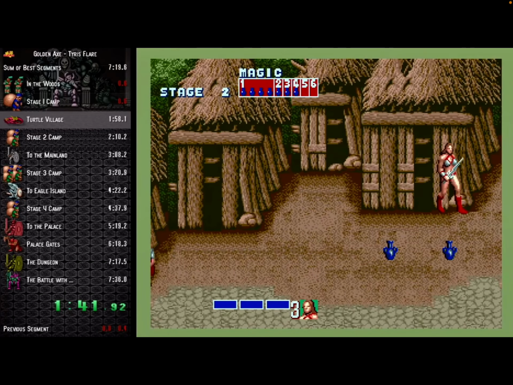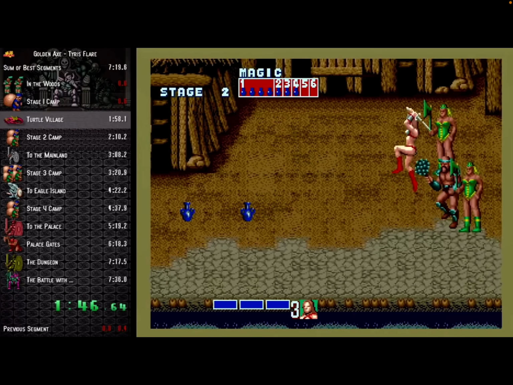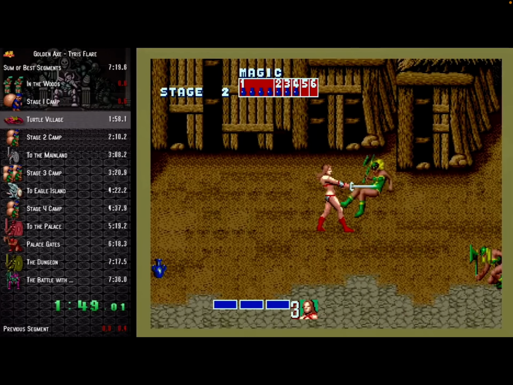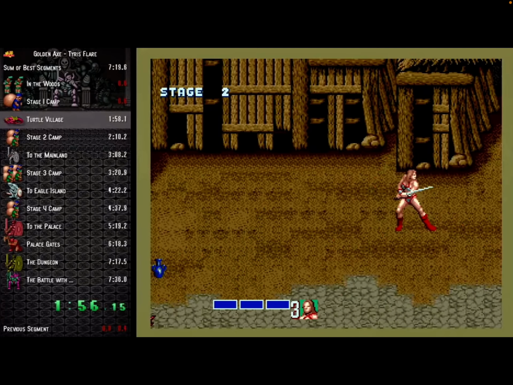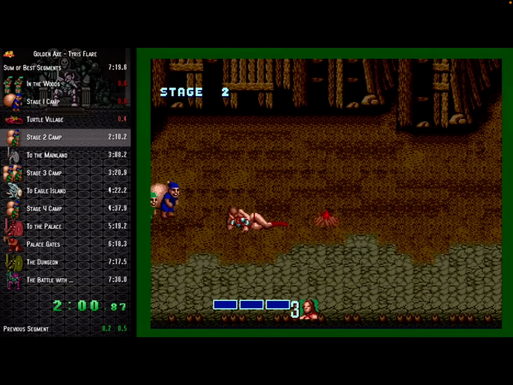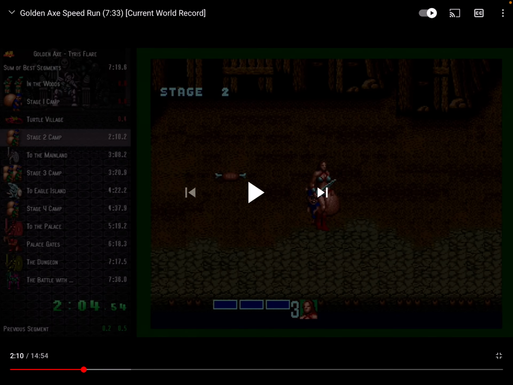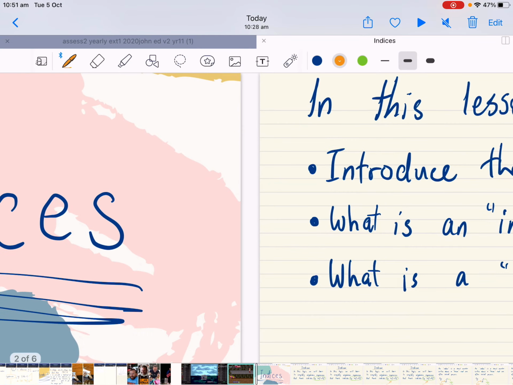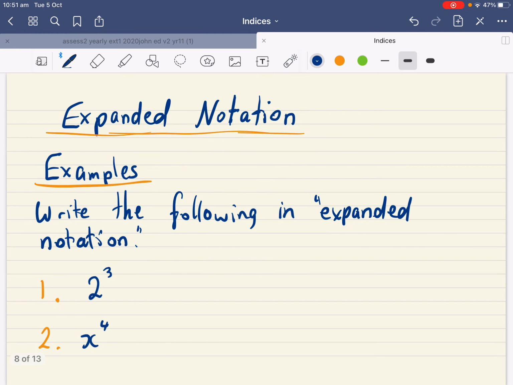Anyway, so on to our next lesson. In this lesson, we're going to be covering two new skills, and that is writing algebraic expressions in what we call expanded notation, and we'll learn to do the opposite, which is writing them in index notation. So they're the two skills: expanded notation, index notation. So let's get into what will be our second lesson. All right, so in this lesson, expanded notation, index notation, let's get cracking.